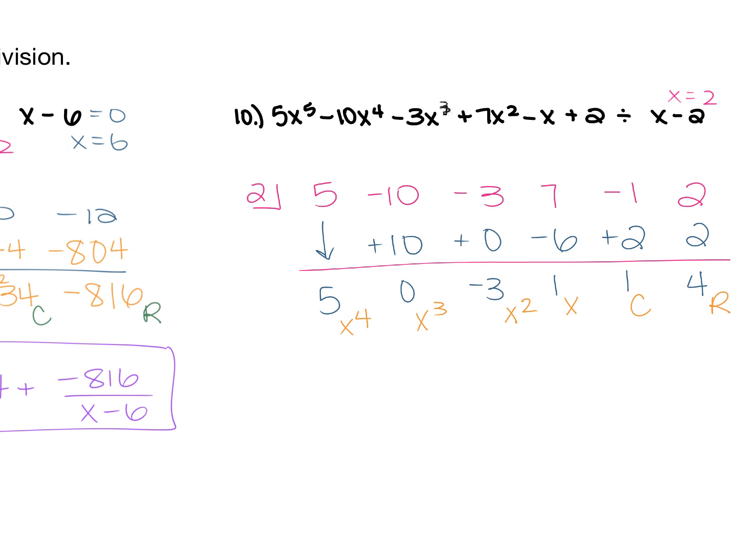Do we need the 0x cubed? No, so we're going to cross it out, not write it. So we're just going to have 5x to the 4th power minus 3x squared plus x plus 1 plus 4 over what we divided by, which is x minus 2.